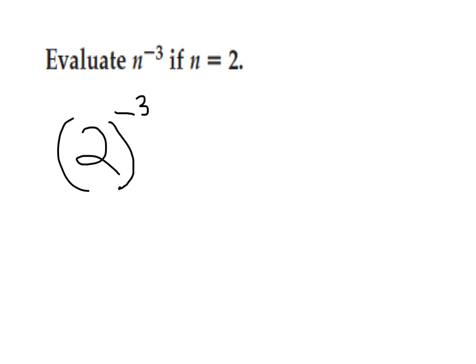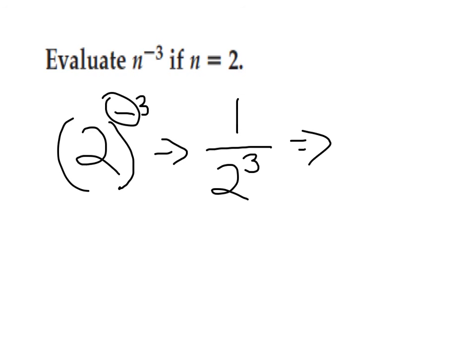Now, what can I do here? I cannot say 2 to the 3rd power because of the negative sign. This negative sign prevents me from doing that. In order to evaluate this, I need to have a positive exponent. And we learned that we're going to just build a fraction. 1 goes on top, the 2, the base, goes on the bottom, and the 3 turns to a positive. Now we can evaluate, now that it is a positive exponent. It's 1, and 2 to the 3rd power is 8.